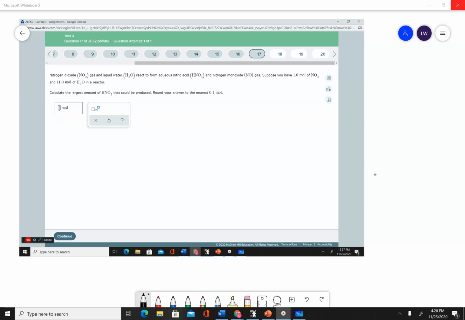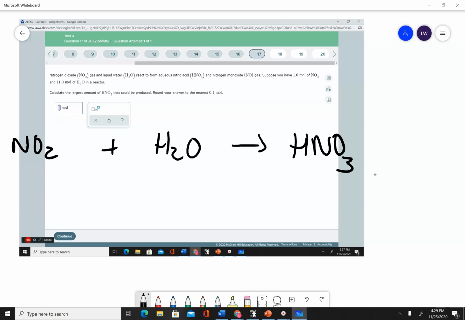You're given a written description of an equation which you'll need to balance, and then you'll have to do some kind of calculation. It tells us that nitrogen dioxide and liquid water react, so they're going to be our reactants: NO2 plus H2O. And then it says they react to form nitric acid, HNO3, and nitrogen monoxide. I can already see that there are some potential difficulties here, because the nitrogens don't balance, the hydrogens don't balance, and the oxygens don't balance. So it's going to be a bit tricky.